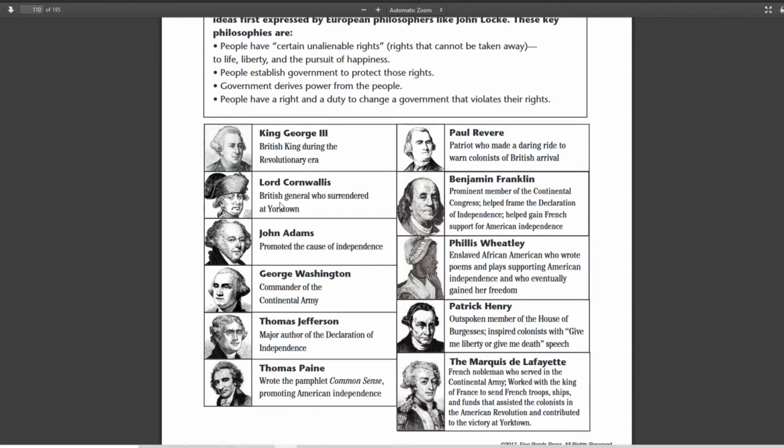And we have Lord Cornwallis. He was the general that surrendered at Yorktown. John Adams was a powerful voice for independence. He was, remember, nominating people like George Washington and Thomas Jefferson to lead the army and write the Declaration of Independence. So we got George Washington, commander of the Continental Army.